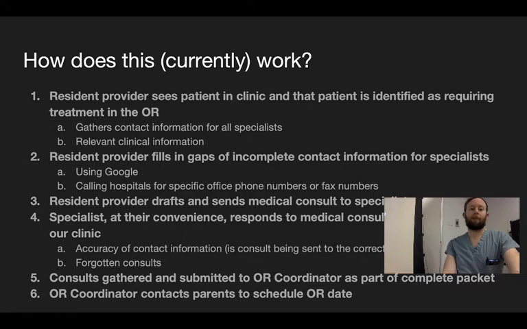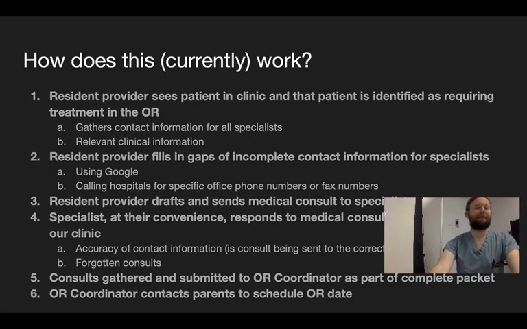Sometimes it's just a matter of Googling, but sometimes we get multiple phone numbers, multiple fax numbers, that are not correct, and we might be faxing somewhere that doesn't exist anymore. And then we're back to square one. Or we're faxing somewhere that's not a correct number. So getting accurate information is something that many of us have probably experienced.